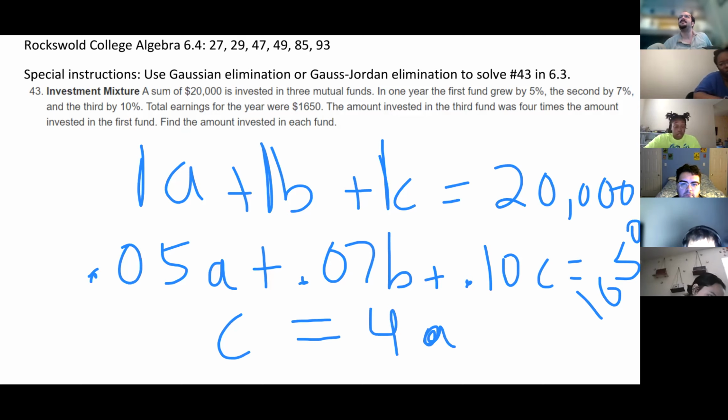The amount invested in the third fund is the first thing I'm reading there. That's the variable C, right? And that was 4 times the amount invested in the first fund. The first fund was the variable A, right? Yes. Okay. So that should give us C equals 4A, or A times 4.